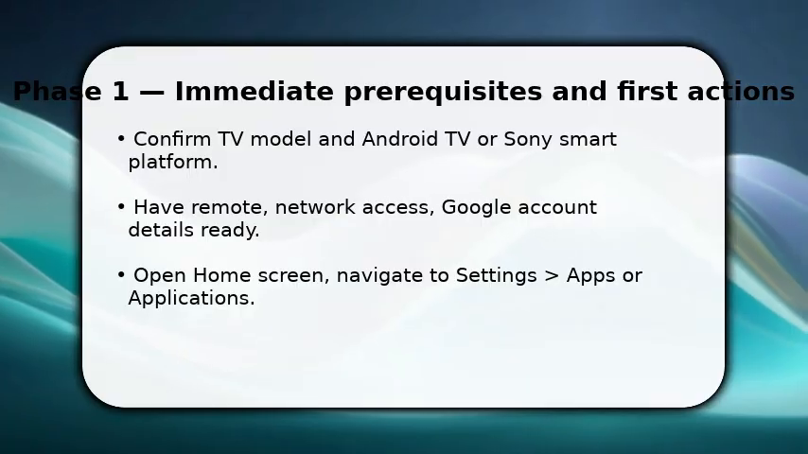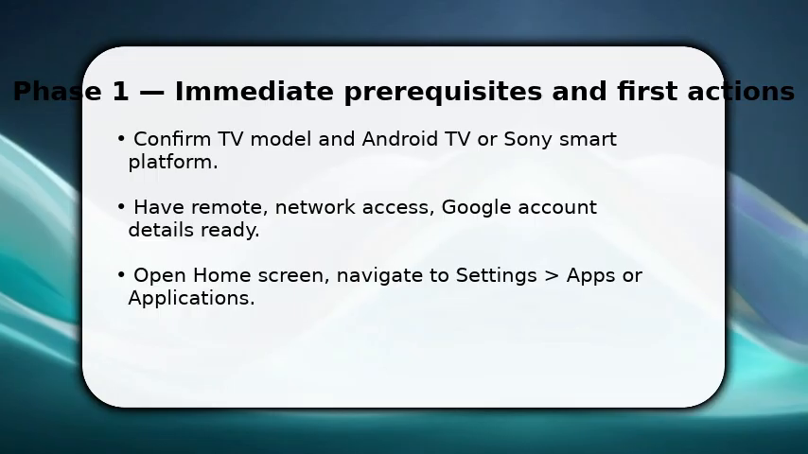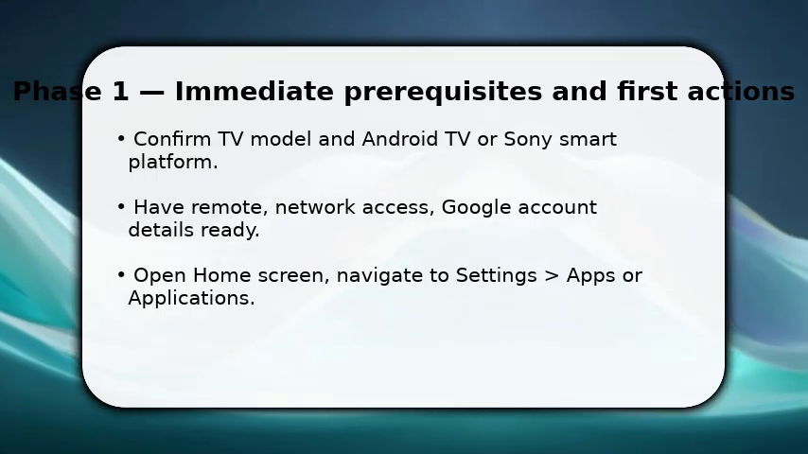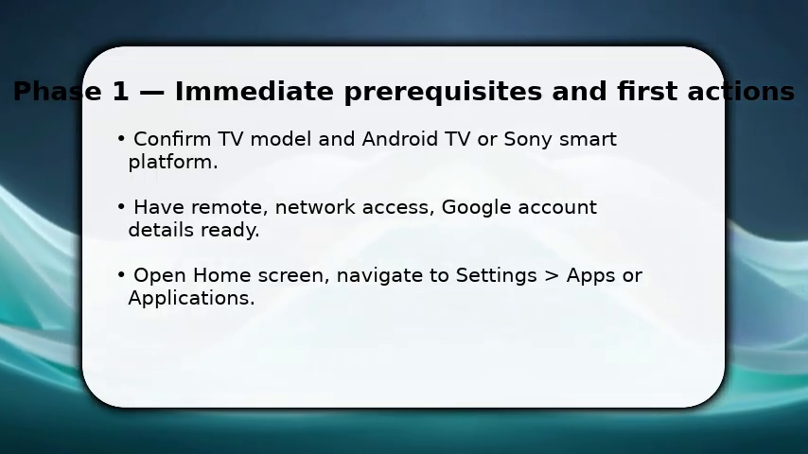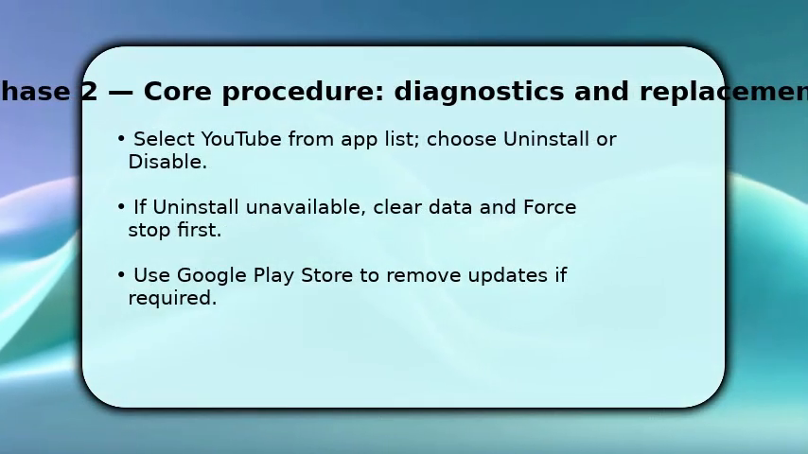You do this because some Sony TVs restrict app removal depending on account state and platform. Getting here now avoids backtracking later. Now you locate YouTube in the installed apps list and choose Uninstall when available. This removes the app cleanly.